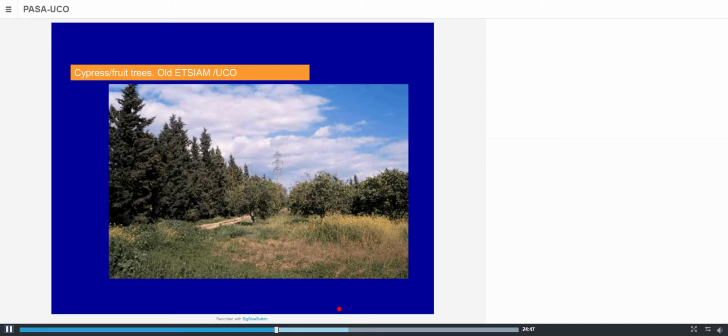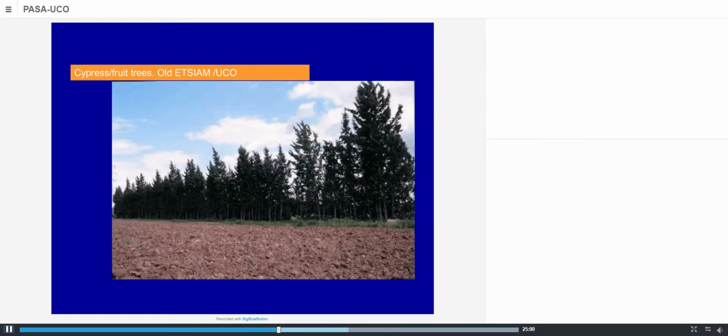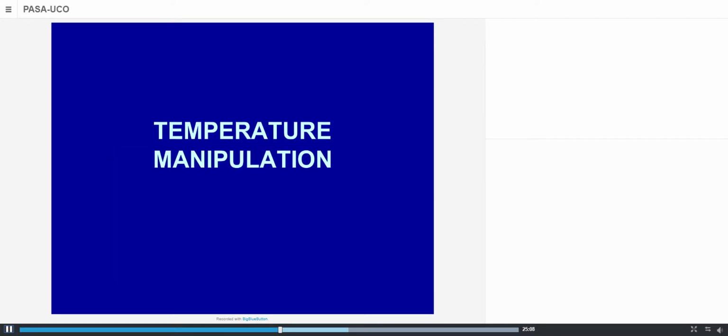This is a cypress windbreak protecting the fruit trees. Well, these are no longer fruit trees, but they used to be fruit trees in the old atrium of the University of Córdoba. This is another view of the same windbreak with cypress that is still existing in the IFAPA Agricultural Research Center.